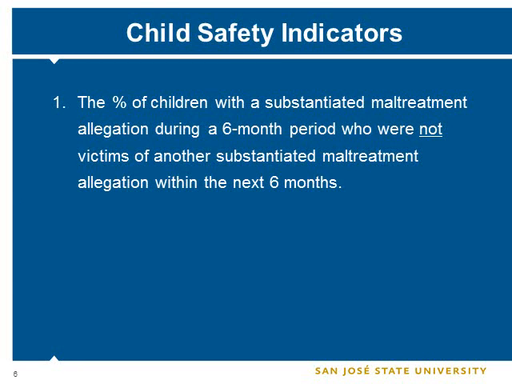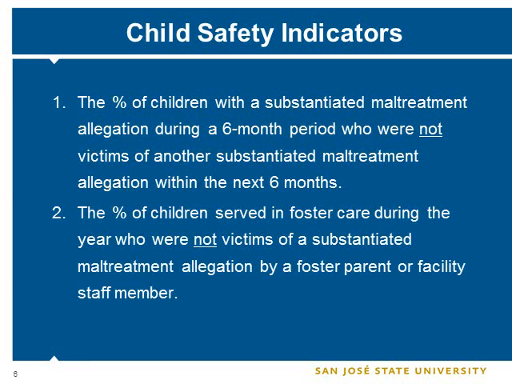The federal government has identified specific indicators that states are to use to measure their performance on outcomes. For example, to measure child safety, indicators tracked are 1. The percentage of children with a substantiated allegation during a 6-month period who are not victims of another substantiated allegation within the next 6 months, and 2. The percentage of children served in foster care during the year who were not victims of a substantiated maltreatment allegation by a foster parent or facility staff member.